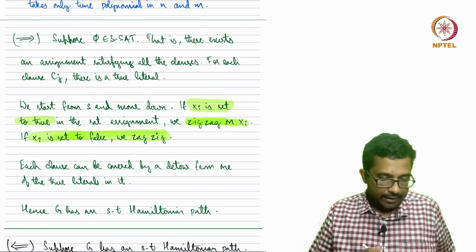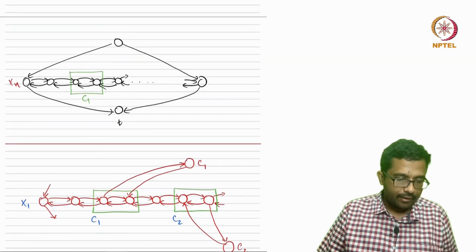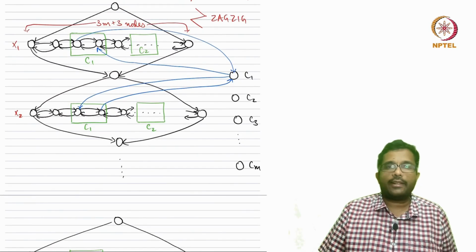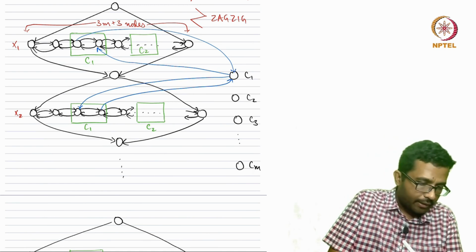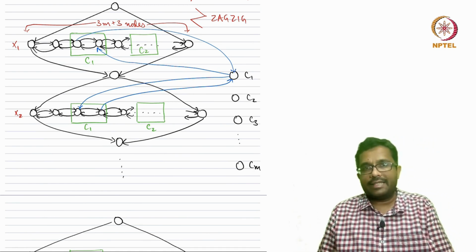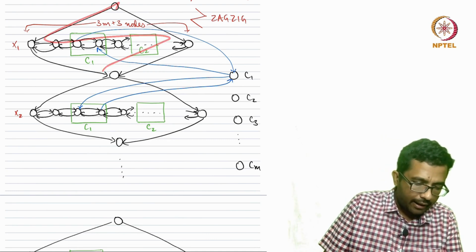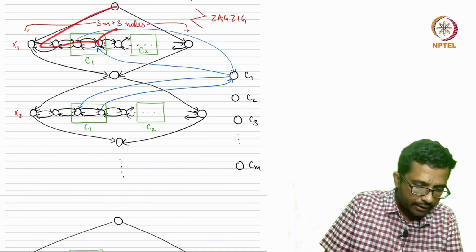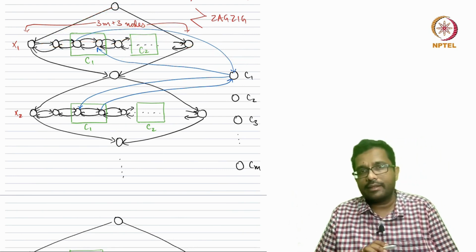Now the opposite direction. Suppose there is a Hamiltonian path. How do we show that there is a satisfying assignment? Suppose the Hamiltonian path worked in the manner we just described in the forward direction. It zigzags one way or the other, and whenever there is a clause, you make a detour and immediately jump back and continue.